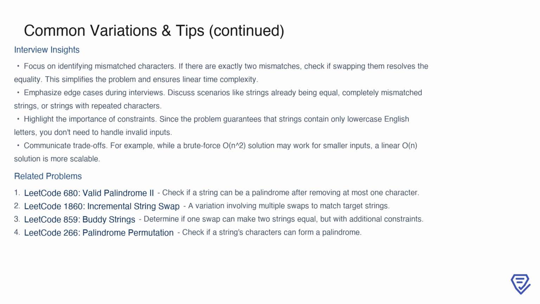It's also helpful to communicate any trade-offs in your approach. While a brute force solution with n² complexity might work for smaller inputs, a linear n solution is more scalable and ideal for larger datasets. Lastly, understanding related problems can help you draw parallels. For example, problems like LeetCode 859, Buddy Strings, or LeetCode 680, Valid Palindrome II, share similar themes of string manipulation with specific constraints, and discussing these can showcase your ability to connect concepts.